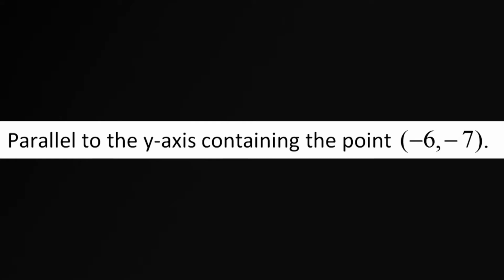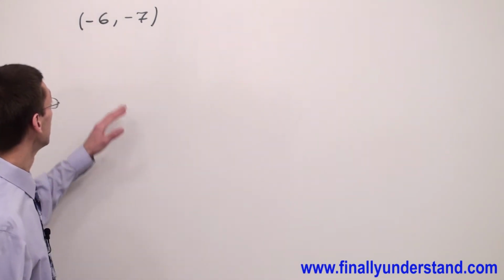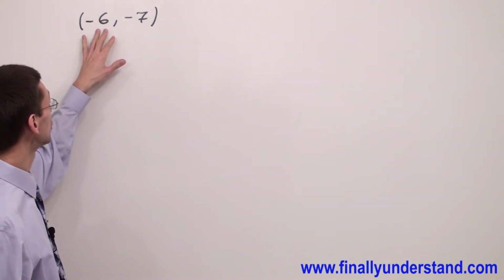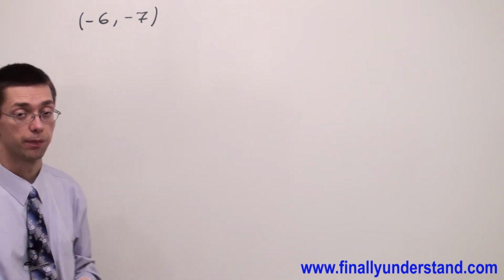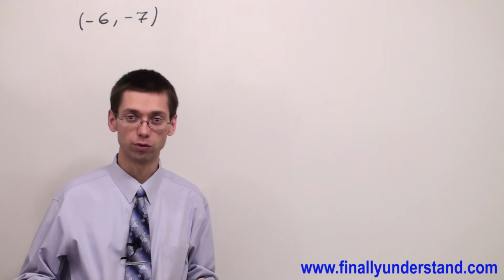We have another example on the board. This time we're supposed to find the line which is parallel to the y-axis and passing by point (-6, -7). The easiest way to solve this kind of problem is to draw it first.